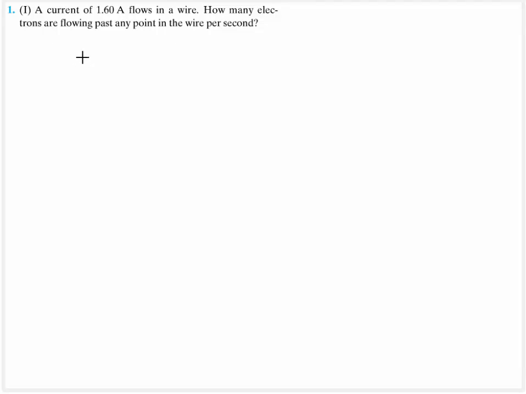Some solved problems for Chapter 19. I have a current carrying wire. I know the current is going to be 1.6 amps. We're looking for how many electrons are flowing by per second. Well, I know that the definition of current is a flow of charge, so how much charge is going by per unit time.